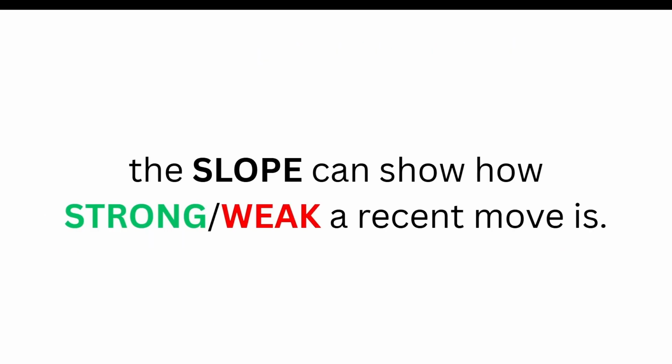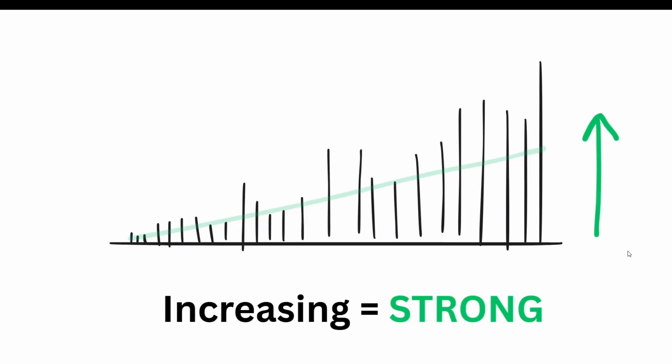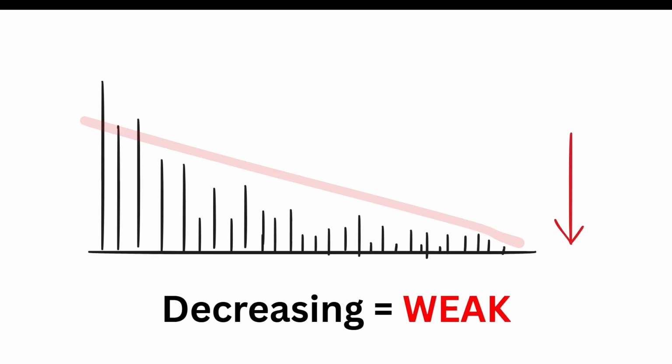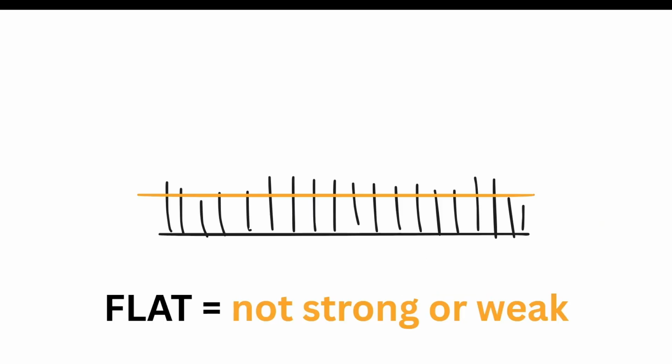The slope can show how strong or weak a recent move is. If the volume is increasing over time, that means the move is strong. If the volume is decreasing over time, that means the move is weak. But if the slope of the volume is flat, that means the strength of the move is not really that strong, but not really that weak either. It's somewhere in the middle. Let's go through some chart examples.